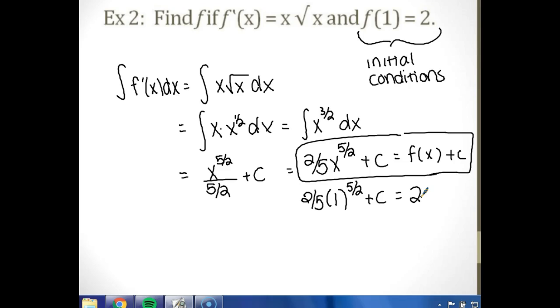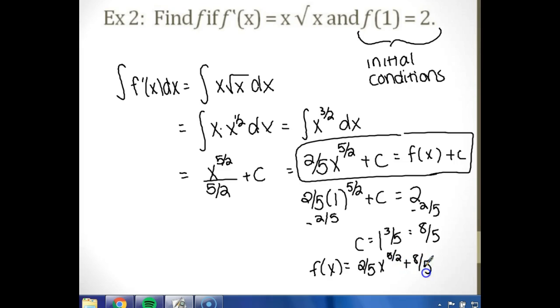And then you solve for c. So 1 to any power is 1. 1 times 2/5 is 2/5. So subtract 2/5 away from 2. And you get c equals 1 and 3/5 as a mixed number. Or you could write it as 8/5. So that means for this, f of x is 2/5 x to the 5/2 plus 8/5.